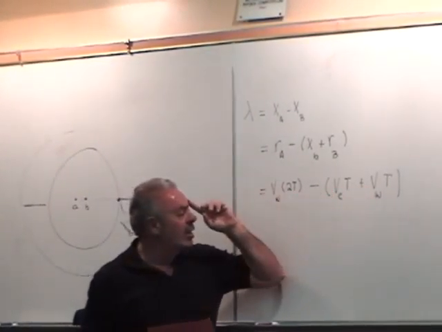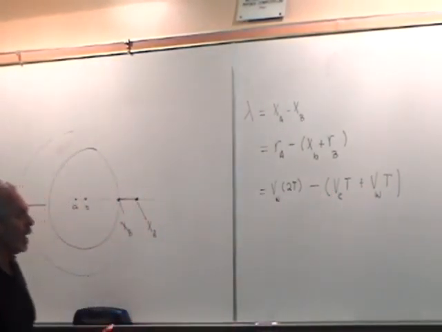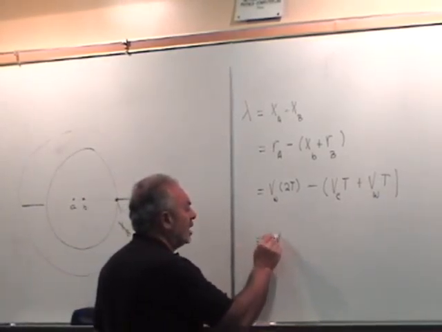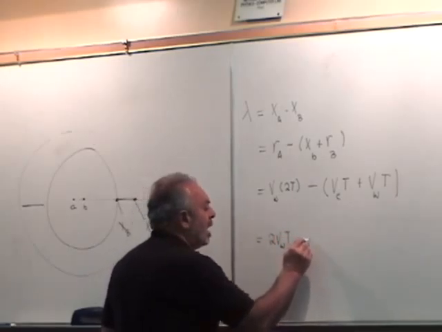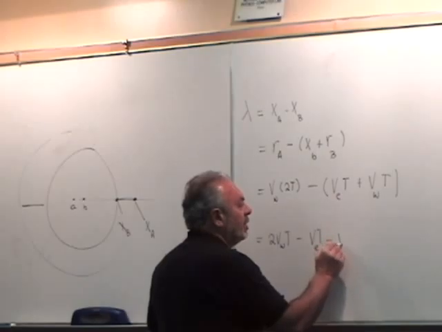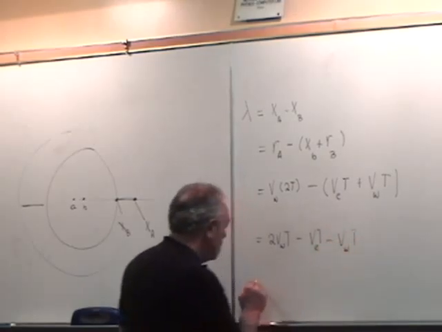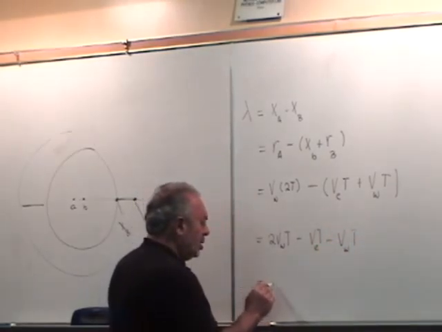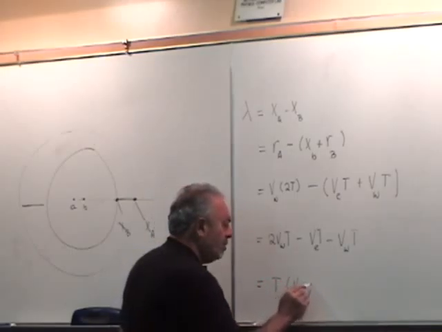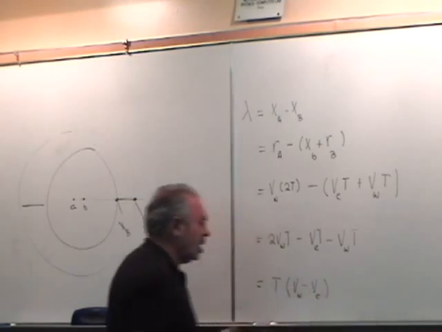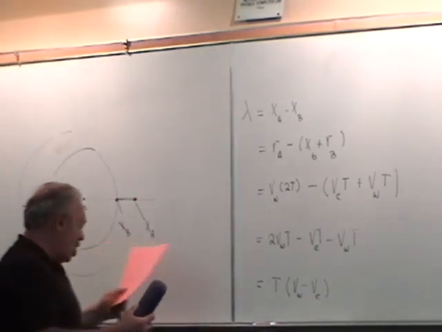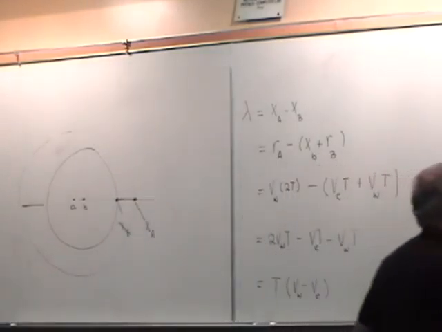Velocity of the entertainer, etc. Okay, well that's pretty good because it's real easy here, isn't it? 2 velocity wave T minus velocity entertainer T plus, minus velocity wave T. So of course it is T times the velocity of the wave minus the velocity of the entertainer. So now we've got the wavelength that she enjoys.